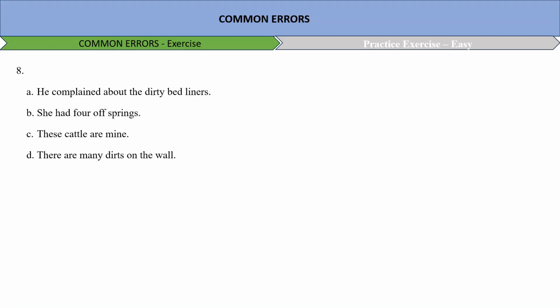Okay, let me tell you the answers to this. So, basically, he complained about the dirty bed liners. It will be he complained about the dirty bed liner, not liners. She had 4 offsprings. She had 3 children, or maybe 4 children. You will use it like this.